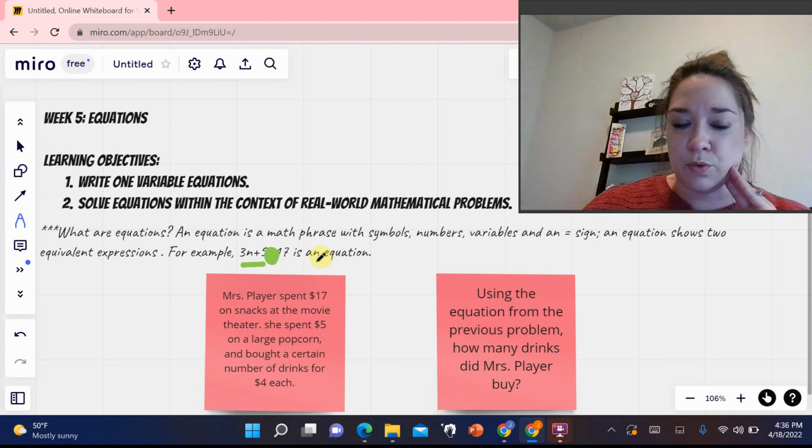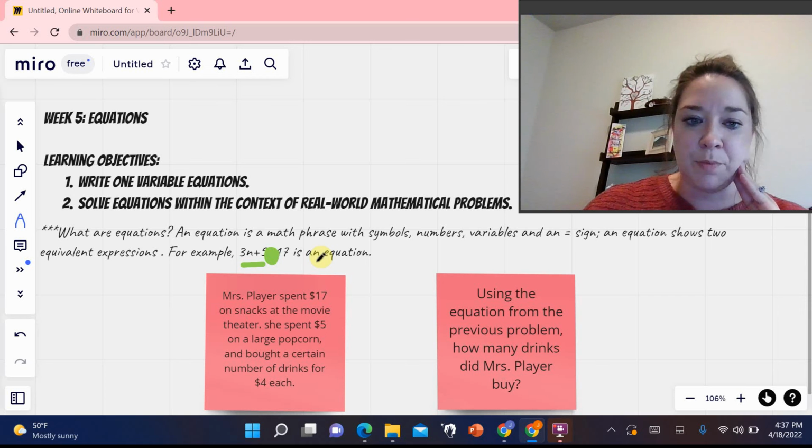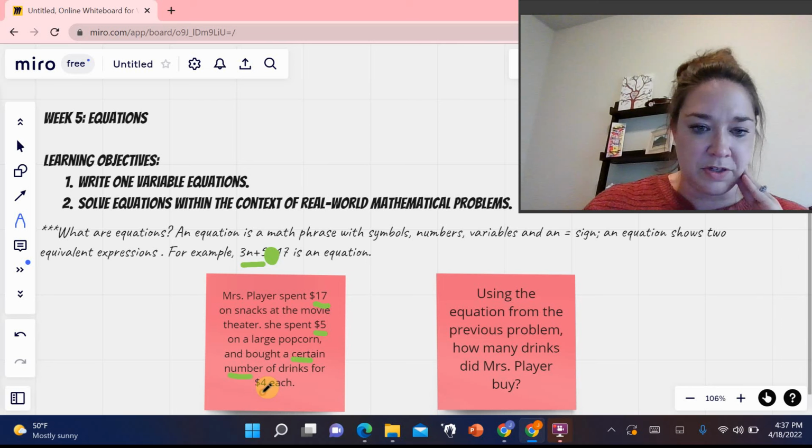So let's look first at writing some equations. This is similar to how we wrote expressions. We're going to annotate and interpret parts of our problem to figure out what to do. It says Ms. Player spent $17 on snacks at the movie theater. She spent $5 on a large popcorn and bought a certain number of drinks for $4 each.